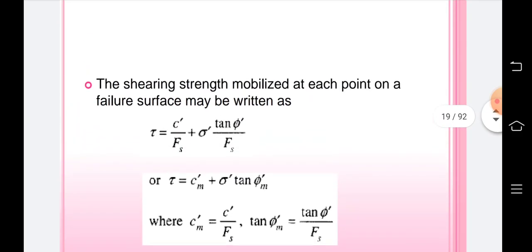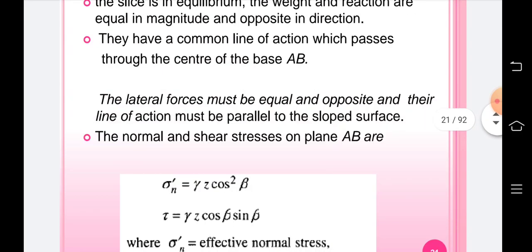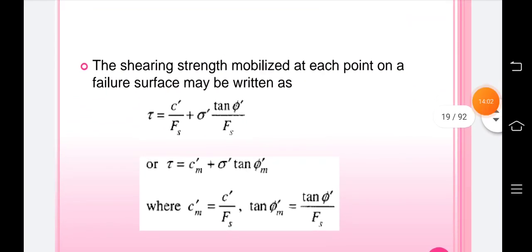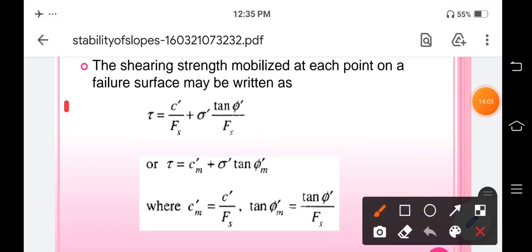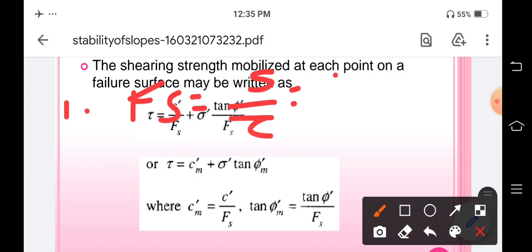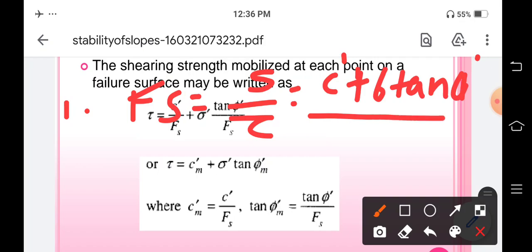So this is the first factor of safety. Factor of safety according to shear strength is Fs equal to S upon tau, that is C dash plus sigma tan of phi dash upon Cm dash plus sigma tan of phi m dash. This is the first factor of safety, that is, factor of safety with respect to shear strength.